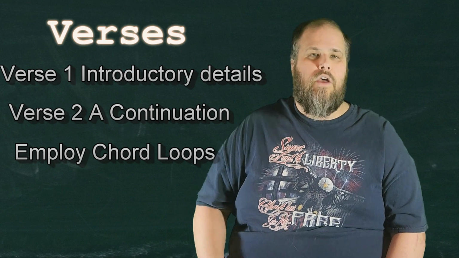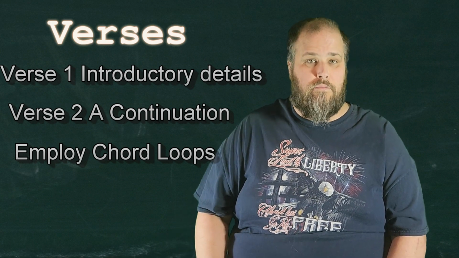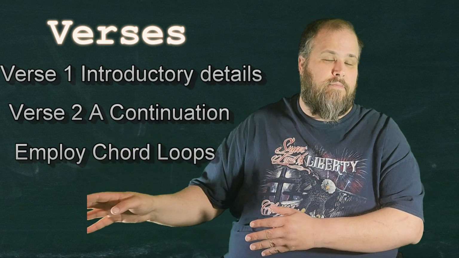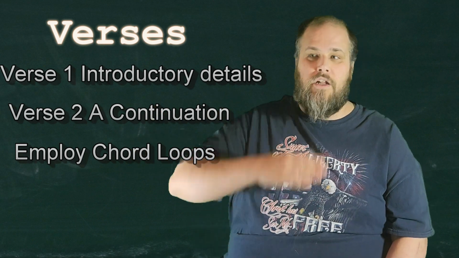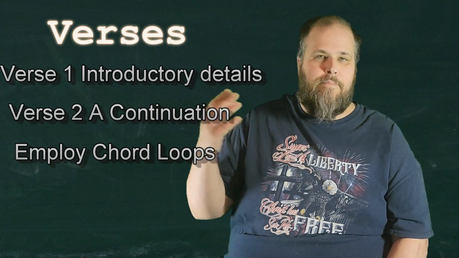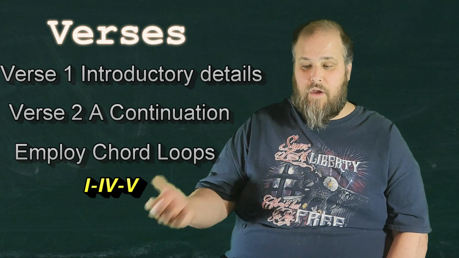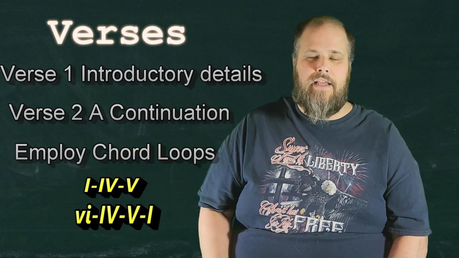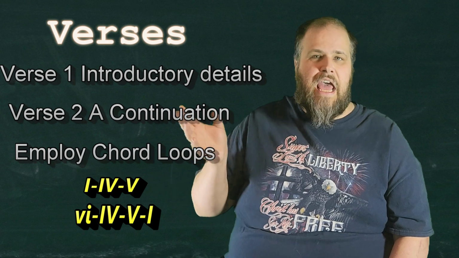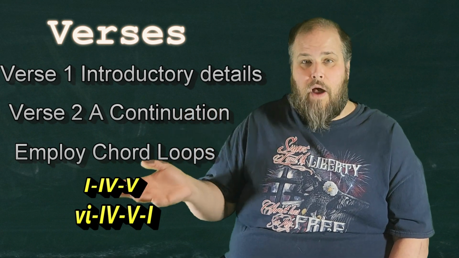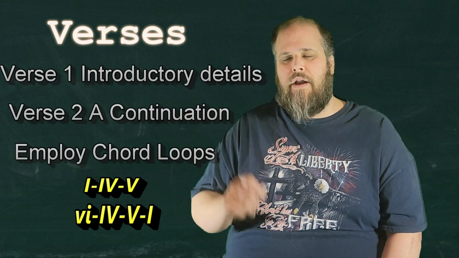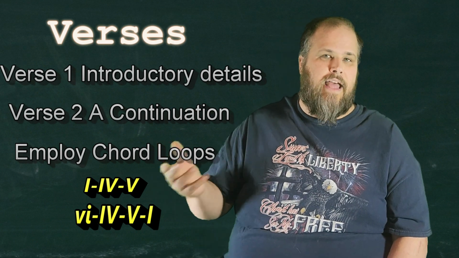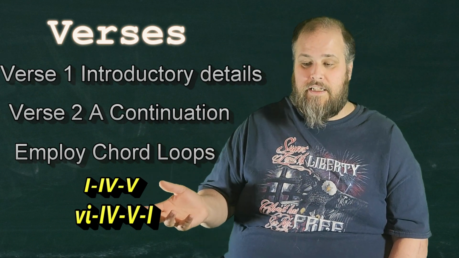Now, in verses, we typically employ what we call loops. That is, it's a series of chords that are set up to loop over and over again, typically 3-4 times. I mean, some common loops are 1-4-5, 6-4-5-1. Somebody so jokingly said with that second one, you can play every pop song ever written. I don't think that's fair because there is more to pop music than that, but that is a very common chord progression in that style.